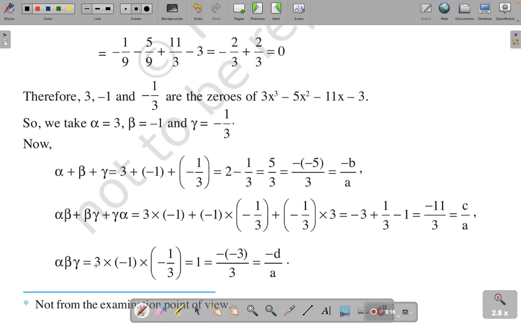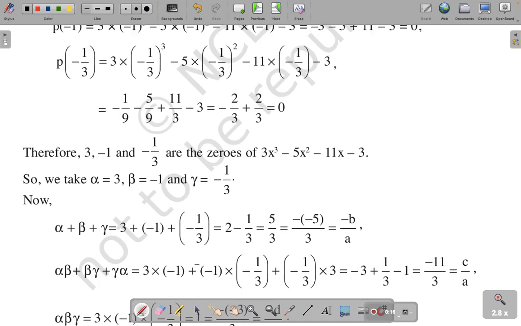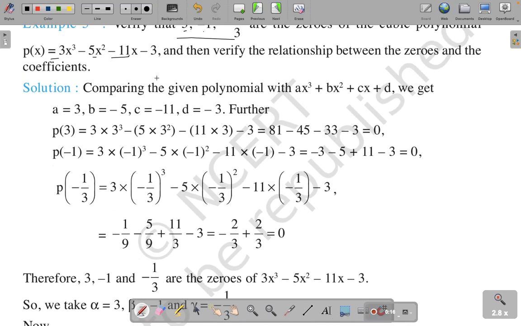And then alpha beta gamma, the product of roots, which is 1, must be equal to minus d upon a. So minus d, which is minus of minus 3, which is 3 upon 3, which is 1. Right.